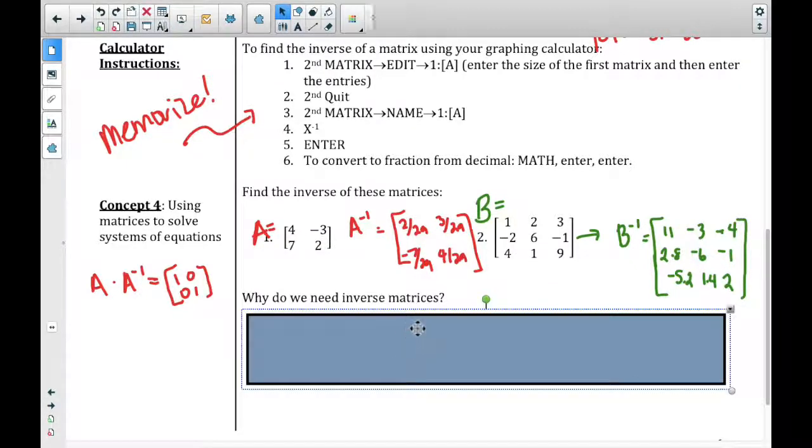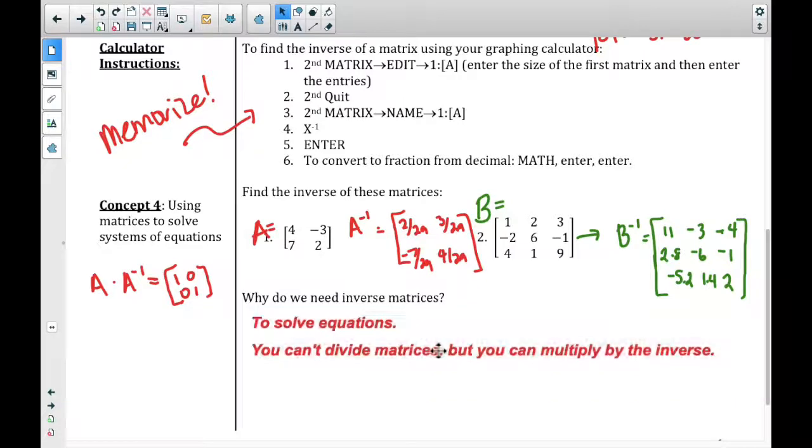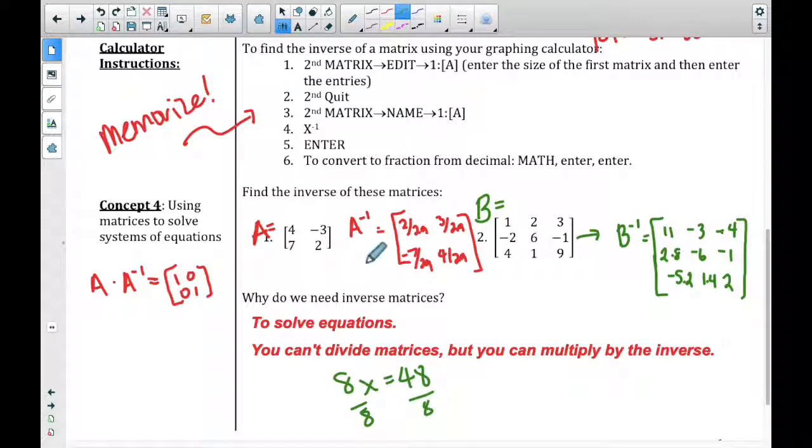Okay, so all this begs the question, we've been spending a lot of time on this, why do we even care? Why do we need inverse matrices? Well, the reason we need inverse matrices is to solve equations. Here's the deal, you can't divide matrices, but you can multiply by the inverse. All right, so if this was a normal equation, like if this was 8x equals 48, we would just divide by 8 and divide by 8. But you can't do that with matrices. You can't divide matrices. But what you can do is you can multiply by the inverse.